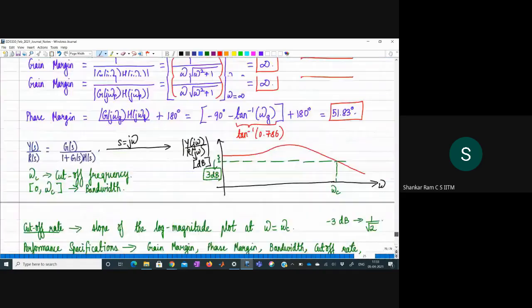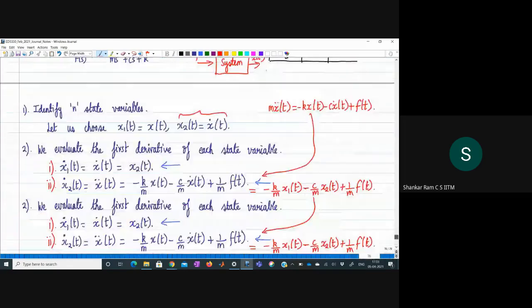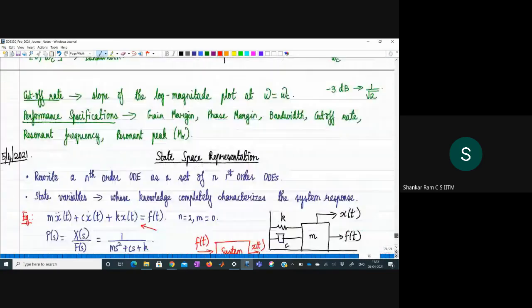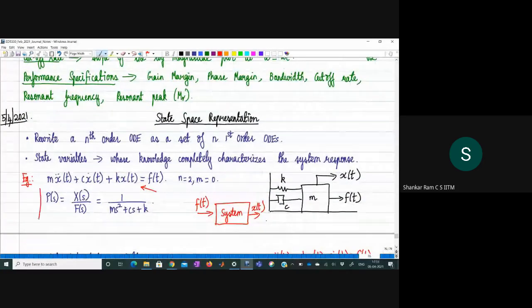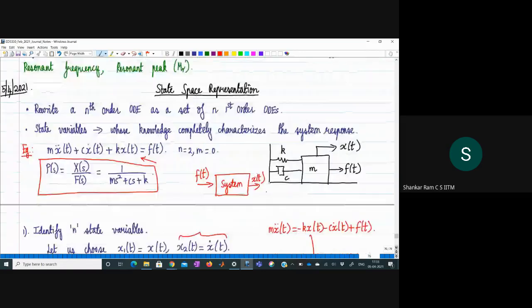So going back to the mass spring damper system, we know that the transfer function of the mass spring damper system is this, right? 1 by ms squared plus cs plus k. So this is the transfer function of the mass spring damper system.